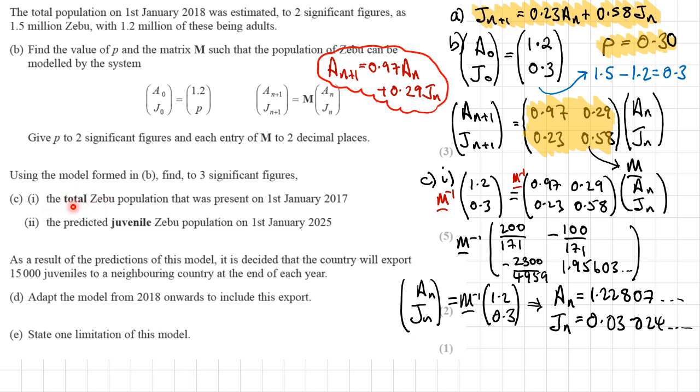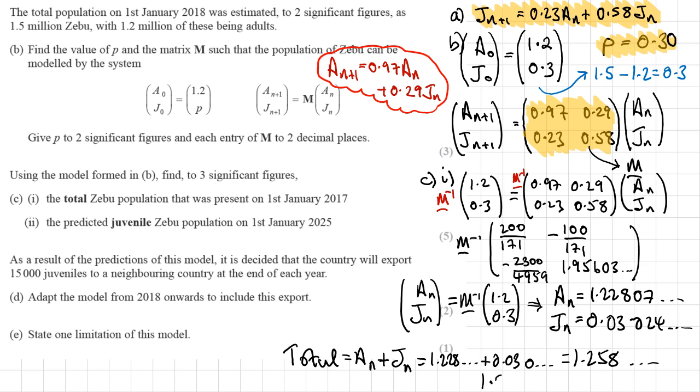The first part of part C is asking for the total population, so that total is going to be the A_n plus the J_n, the adults plus the juveniles, so 1.228 and so on, plus the 0.030, and that gives me 1.258. It's asking for the answer to 3 significant figures. So that's going to be 1.26. Now remember, that's million zebu. Okay, so let's just highlight that.